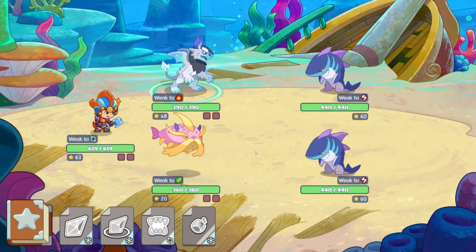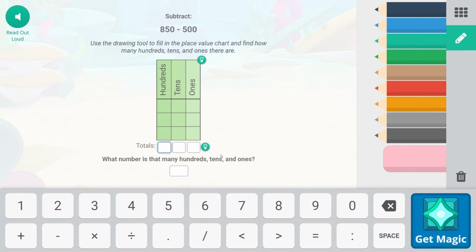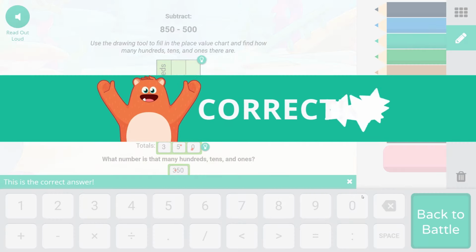So yeah, these will be our last couple of battles that we're going to do here. 850 minus 500. They give us this handy dandy little thing that I'm not going to stay in line for. Let's make a circle out of there. 850 minus 500. So you can see we don't have to regroup. So that's going to be 800 minus 500 is 300. 50 minus 0 is 50. 0 minus 0 is 0. So our answer is going to be 350. I hope you enjoyed all those little dots I put all over the place.